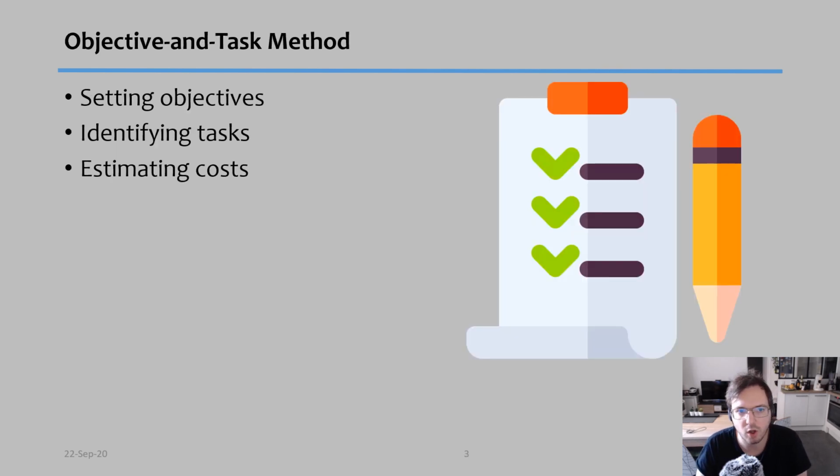The second one is called objective and task method. In this method, rather than using a percentage, I say, all right, what needs to be done? First I start by setting my objectives. Then for each one of those objectives, I say, for me to reach this objective, what do I need to do? What are my tasks? Then I determine how much each one of those tasks would cost, and I create a budget that is related to what I have to do. To be honest, this is the most used method when it comes to budgeting of advertisement campaigns or marketing campaigns.